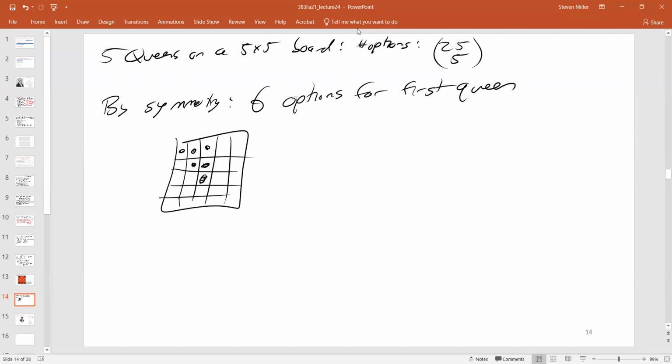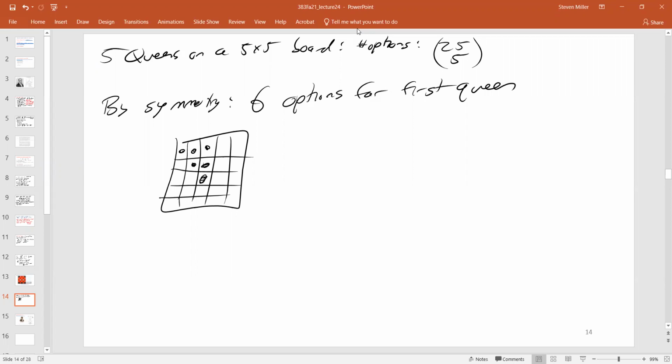Well, I can rotate the board 90 degrees. I can reflect it. It's like when you're playing tic-tac-toe. How many opening moves are there in tic-tac-toe? You might say 9, but if you think about it, there's really only 3. This is equivalence classes: the corners, the middle, the center. And by symmetry, there's only 6 possibilities here.